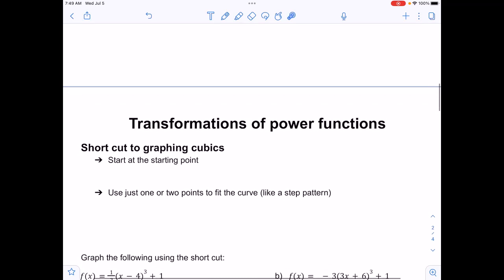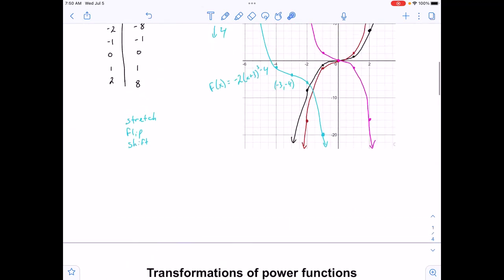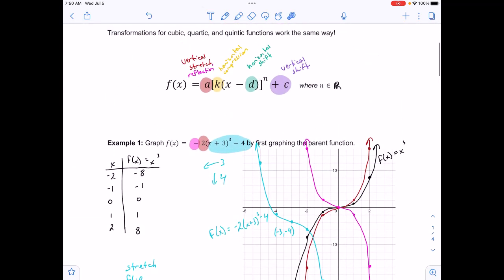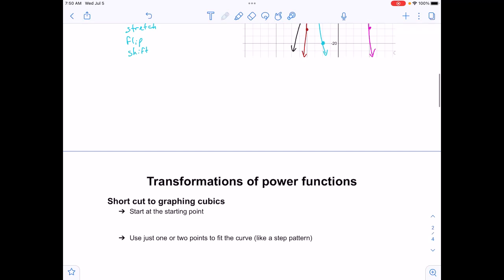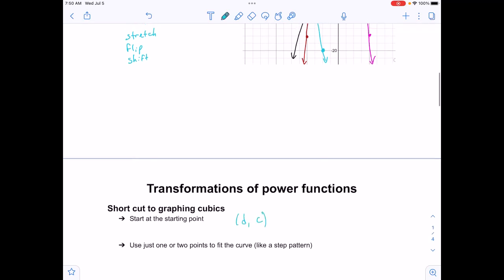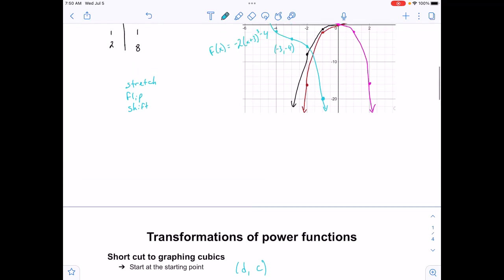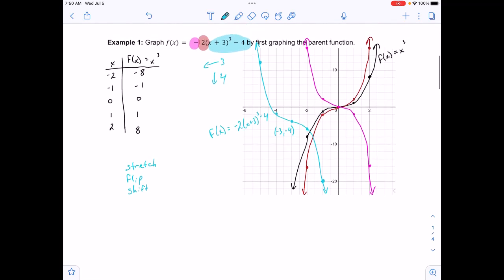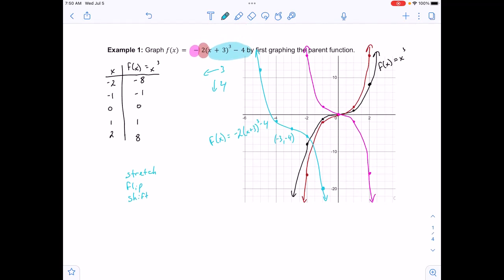So we're going to start at the starting point, okay, with our shortcut to graphing cubics. And I just want to make sure I'm using the right letters here. Our starting point is going to be at D, C, based on the transformations. Recall that D is your horizontal shift and C is going to be your vertical shift. And then we're going to follow the same idea as the step pattern that we use for parabolas.